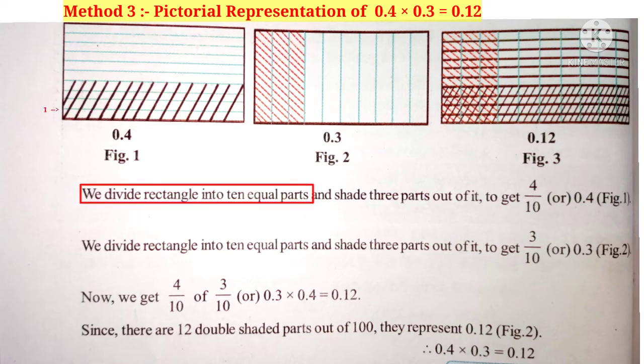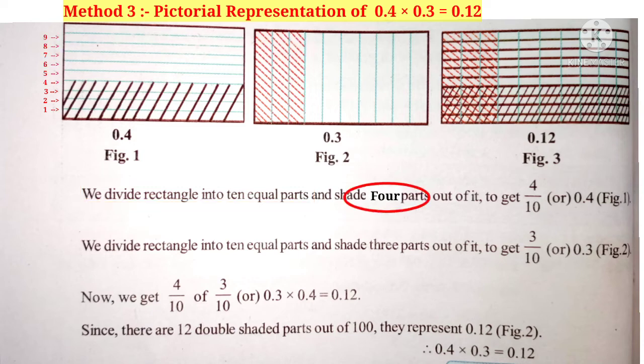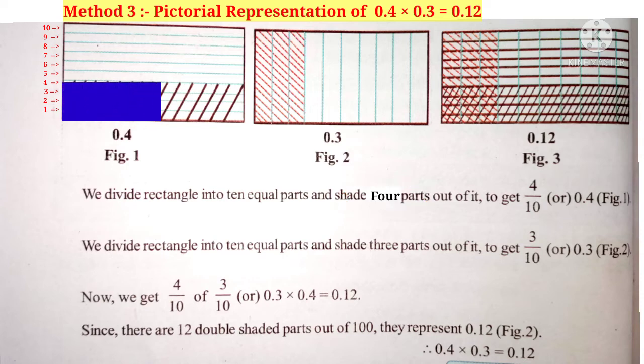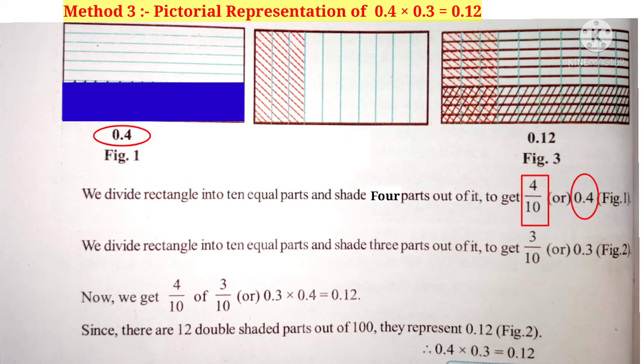We divide a rectangle in 10 equal parts horizontally. Take 4 parts of it and shade it in blue color as in figure 1. 4 out of 10 is shaded, that is 4 by 10, that is equal to 0.4 in figure 1.